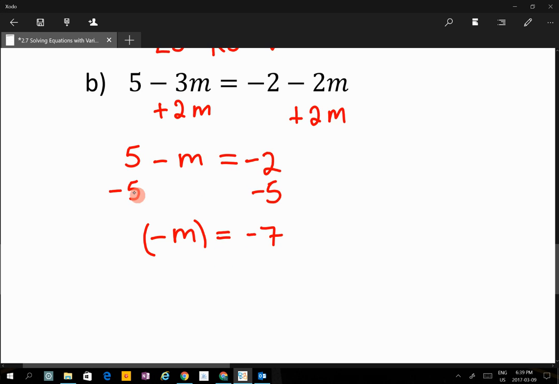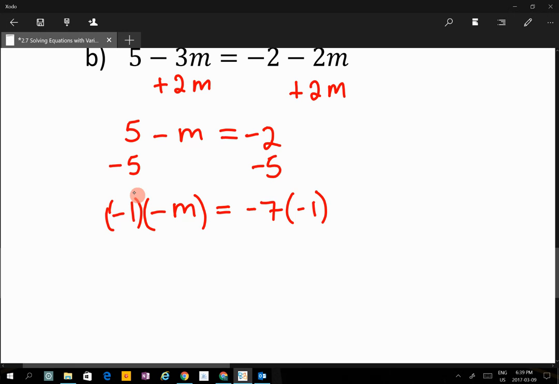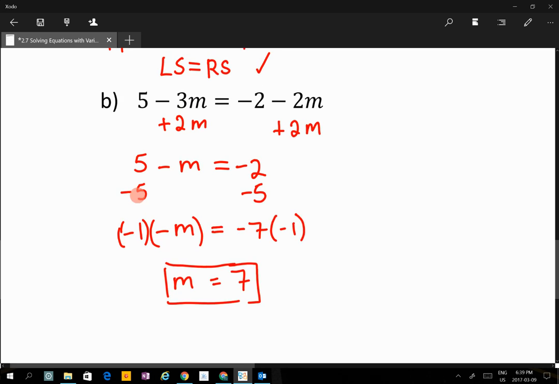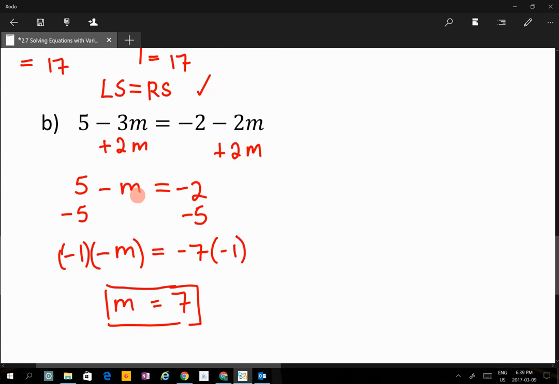So to get the positive value, I'll just multiply both sides by negative 1. Multiply this side by negative 1. And negative 1 times negative m is positive m. Negative 7 times negative 1 is positive 7. And there you go. My solution is m equals 7. Now, of course, you check to make sure the left side is equal to right side, and to make sure there's no mistakes in your solution.